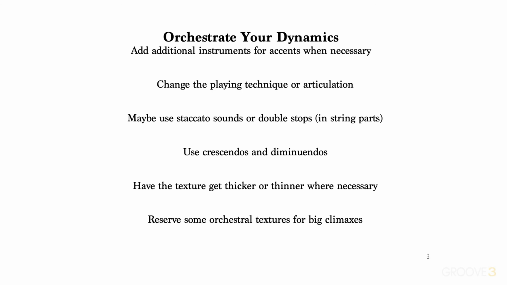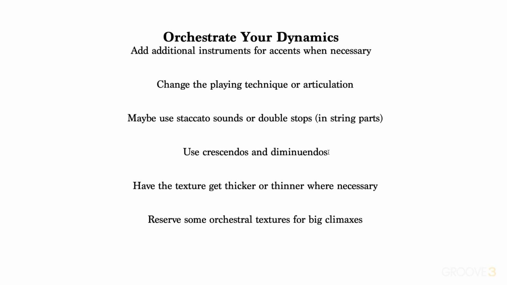The most natural way to do it is to orchestrate your dynamics by adding additional instruments for accents. Change the playing technique or articulation, all ways of changing the dynamics. Maybe use staccato sounds or double stops. Those have more of an impact and an accent type of effect. Use crescendos and diminuendos, and you can do this.